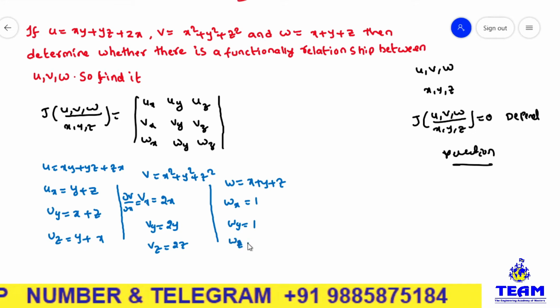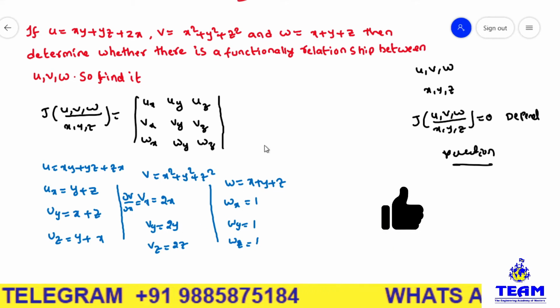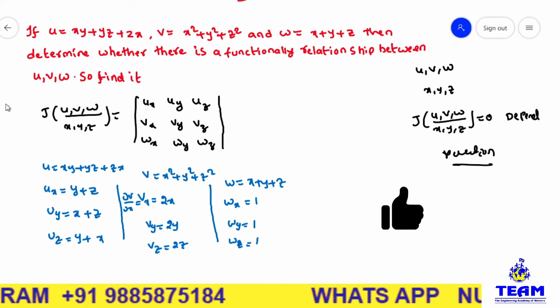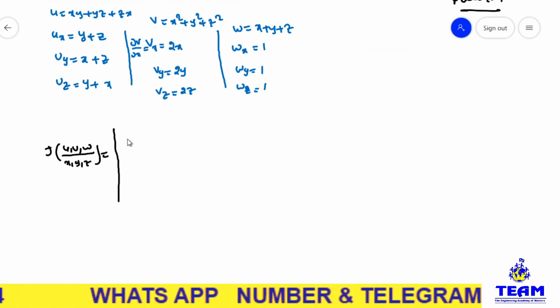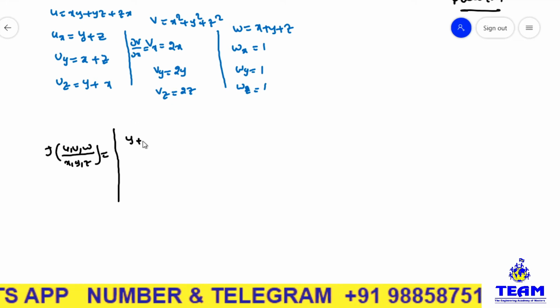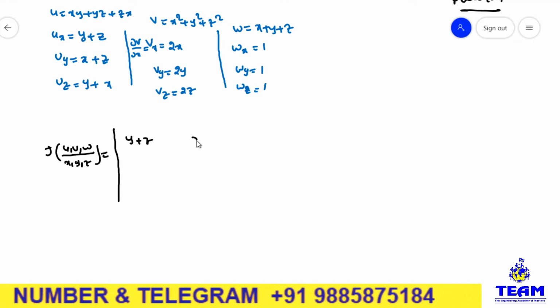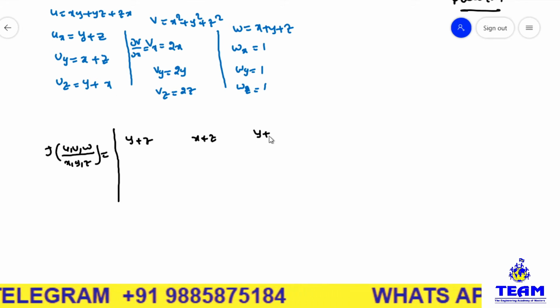This is 0. This is 0. Here you have 1. Now we have to substitute all these values in the Jacobian. Then the Jacobian is equivalent to, here we need to write ux. Ux is what I have, y plus z. Uy, x plus z. Uz, y plus x.